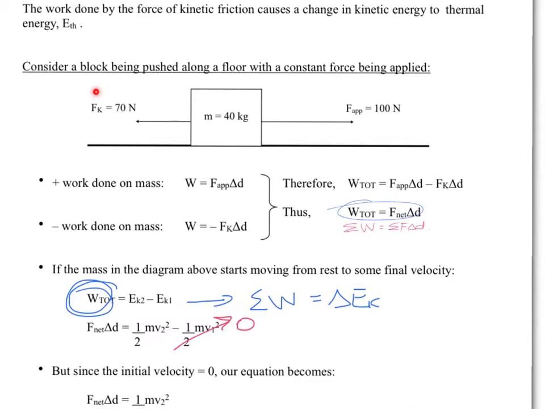In other words, imagine we had no kinetic friction. What do you think the final velocity of this block would be? Well, the final velocity of this block would be much greater than if there were kinetic friction. So the question is, of all the work that's being done, if it's not all being converted into kinetic energy, what other form of energy is being created?